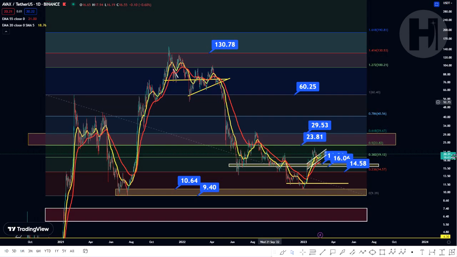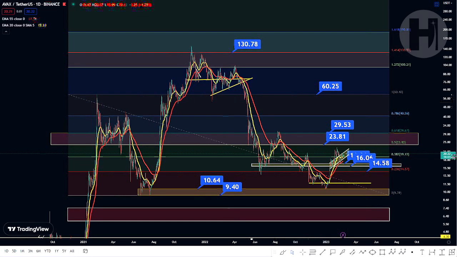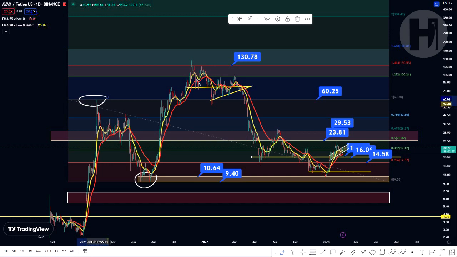Now, let's jump straight into the TA. Taking a look at the daily chart, as always, we have the exact same old Fibonacci retracement on the chart with the swing low printed in July of 2021 and the swing high printed in February of 2021.